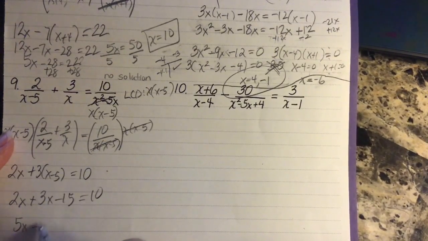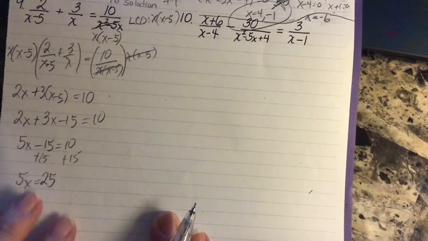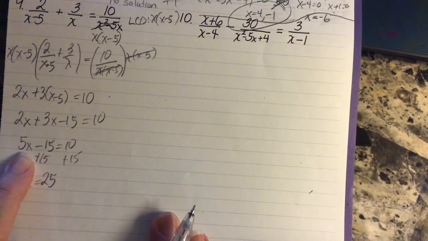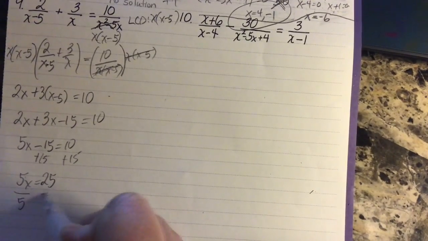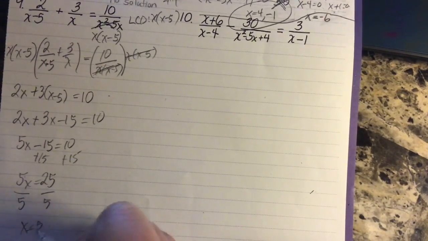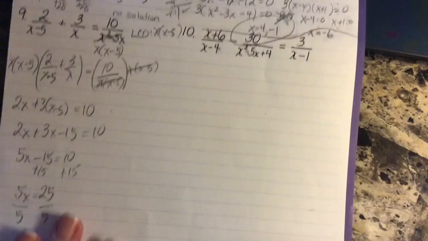combine like terms. So I got 5x when I combined like terms, and I added 15, so I get 5. Now notice, I get x equals 5, but look at the solution.